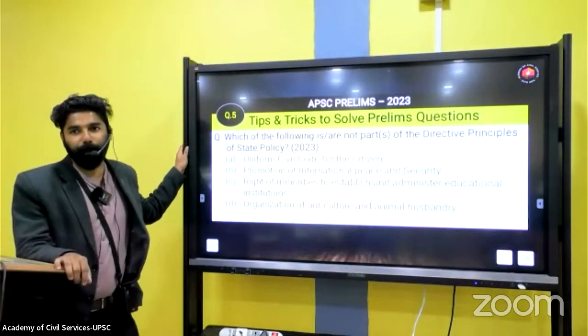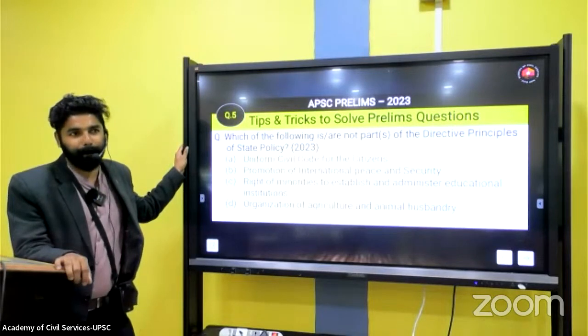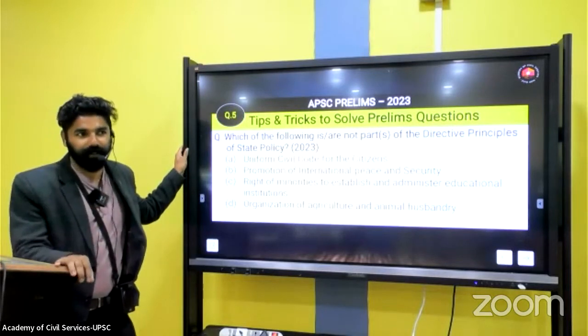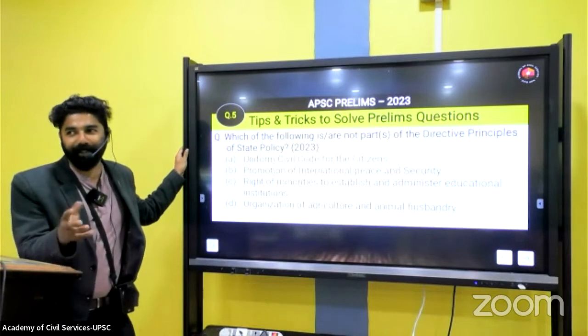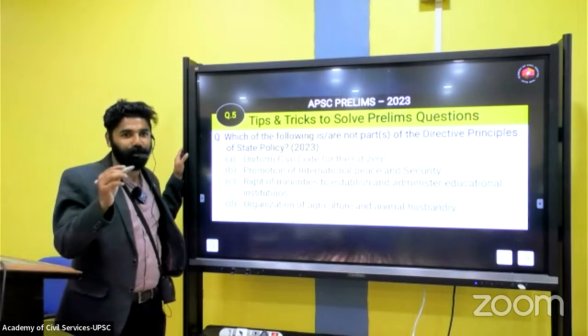Which one is right, you think? Which one is right? C is the right. A keyword is also the right. Understood? Thinking out of the box, can you solve it?